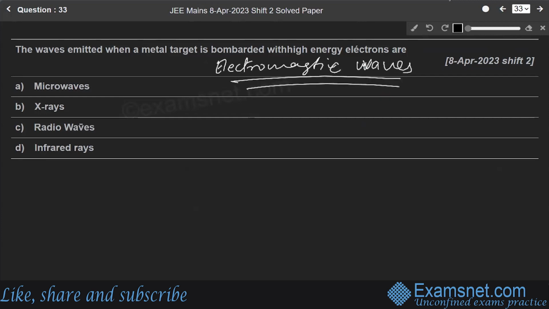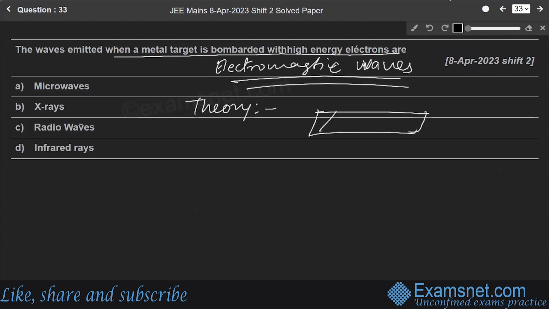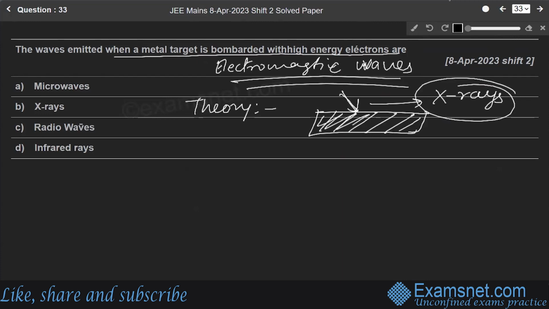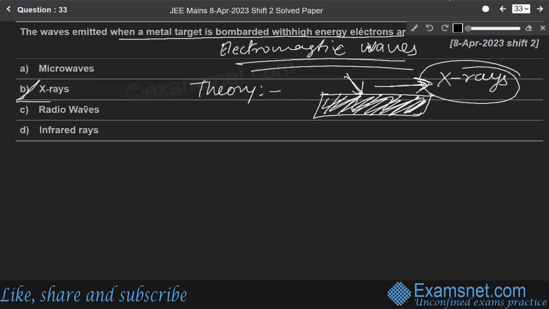Always remember that whenever a metal target is bombarded with a high energy electron, it always produces X-rays. The theory says that whenever a metal target is hit with a high energy electron, it always produces X-rays. So the correct answer is option B.